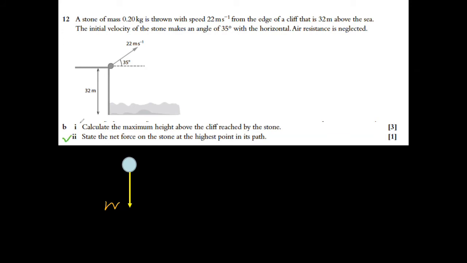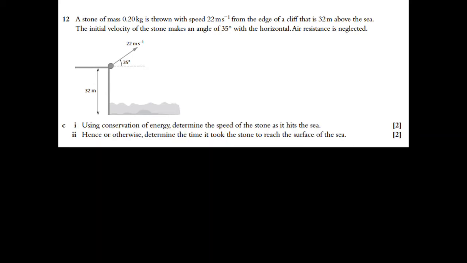(ii) State the net force on the stone at the highest point in its path. The only force acting on it is the weight. So W equals mg. Mass is 0.20 times acceleration due to gravity 9.81, and that is 1.96 newtons, or 2 newtons to two significant figures.